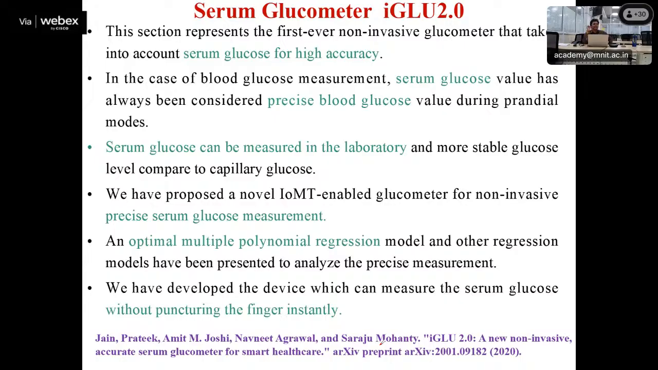So in our second version, iGlu 2.0, we are considering a serum glucometer, where we have calibrated the device against the reference value that comes from your laboratory, where the serum glucose value is measured. We calibrated our sensor value with the serum glucose, and whatever model is generated to predict the glucose value, we consider as the serum glucose. So that model now predicts the serum glucose value of your body.